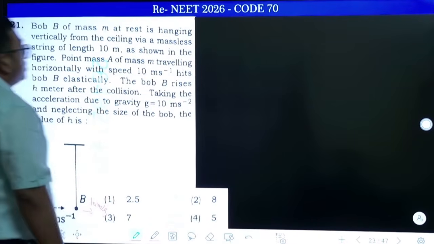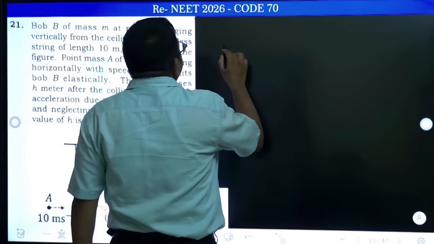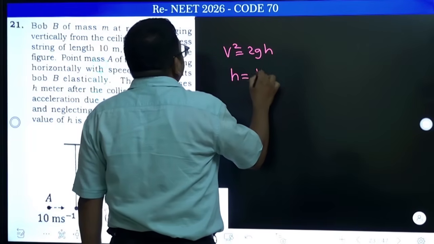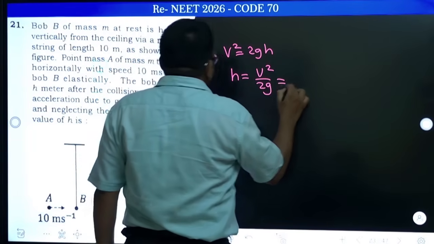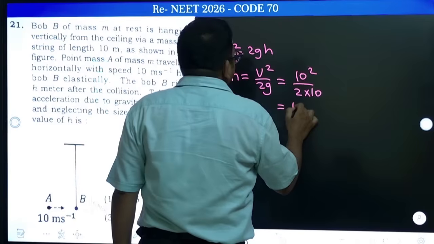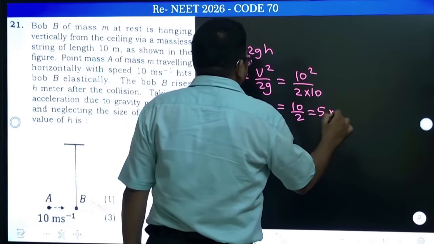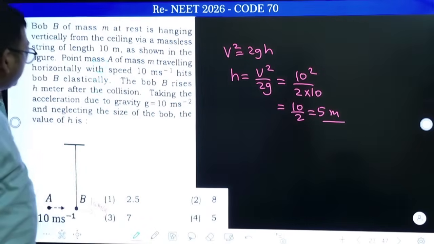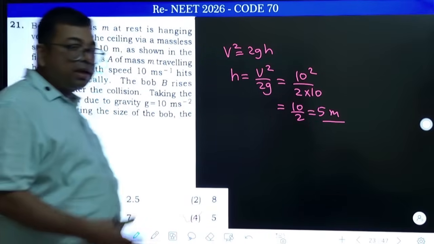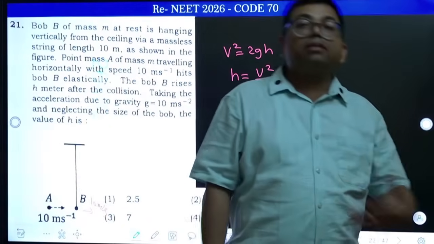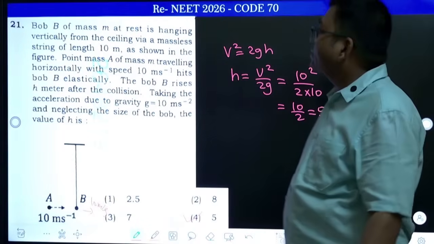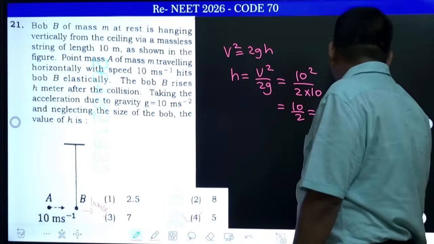After that, it will go to some height. Directly use v squared is equal to 2gh, so h is equal to v squared by 2g. So 10 squared by 2 into 10, that means 5 meters. Correct? We do the direct calculation. Neglecting the size of the bob: if the size were different, it might be an elastic collision or something else may happen. But they are like point masses. Then let us move on.